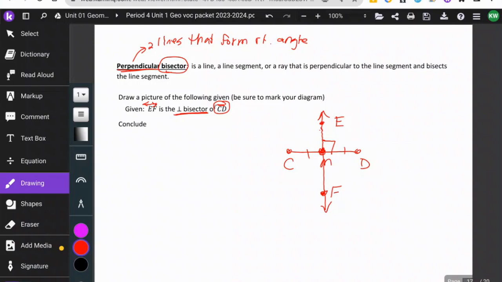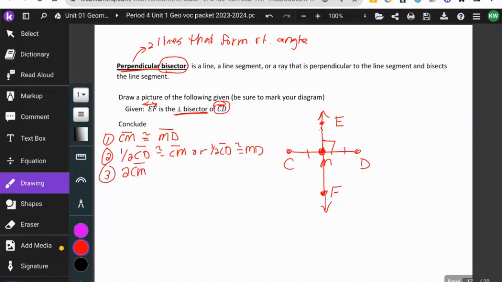All right, so what conclusions could we come up with? We can come up with the typical ones we did before. We know that CM is congruent to MD. We know that half of CD is going to be congruent to CM, or half of CD is going to be congruent to MD. We know that if we double CM, this is all because of that bisects piece, it would be congruent to CD. Or if we doubled MD, it would be congruent to CD.